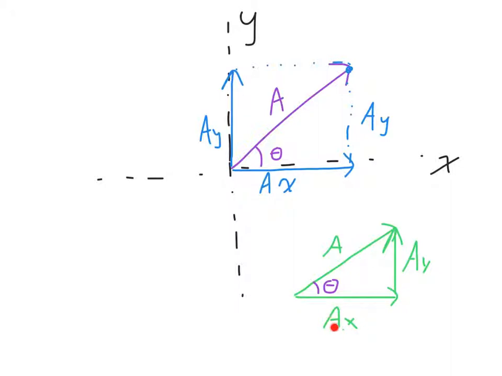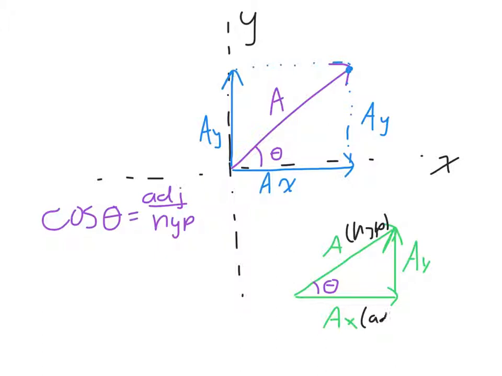So if I'm looking for Ax, it is the adjacent side, and we have theta and the hypotenuse. The trig function relating adjacent and hypotenuse is cosine. So cosine of an angle equals the adjacent over the hypotenuse. Let me just label these on the triangle. So this is the hypotenuse. Ax is the adjacent, and Ay would be the opposite.